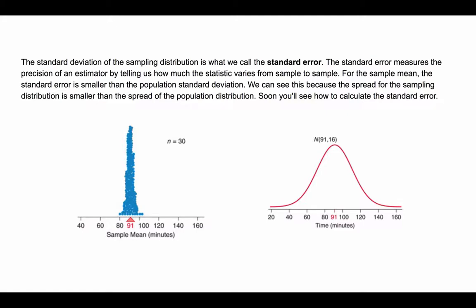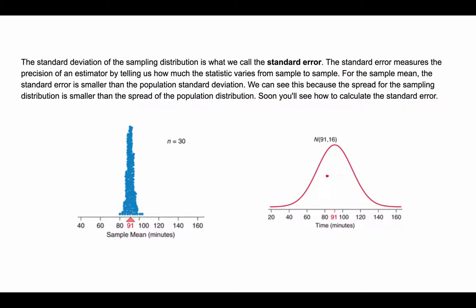For the sample mean, the standard error is smaller than the population standard deviation. So you can see over here that for our sample means, we have very little horizontal spread. We're getting numbers really close to 91. Over here, we have a lot of horizontal spread. So these are to scale to help demonstrate this.